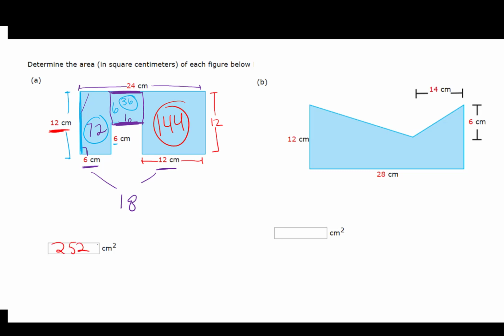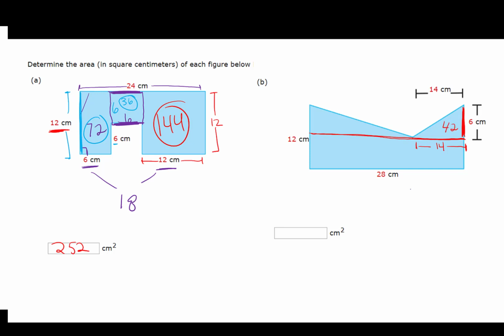For part B, there's a couple things that we could do. The first thing that comes to mind is just to make triangles, but now we have a rectangle and 2 triangles. If we look at this first triangle, it says from above that this section is 14, that this is 6. So that part's easy. We can just say 14 times 6 divided by 2 is 42.